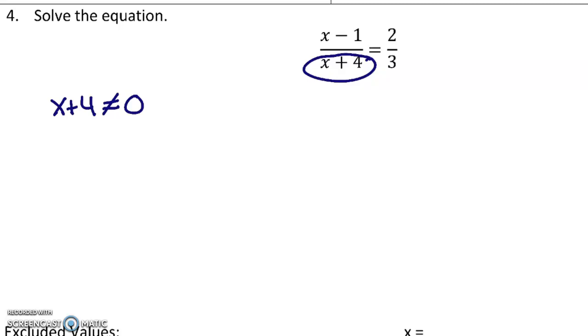Am I done? What do I need to do? Subtract 4 from both sides. When I do that, I get x equals -4, except it's a cannot equal. Except it's a cannot. Do not leave it as an equal sign. You will get marked down for that.